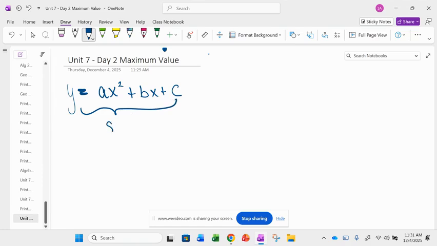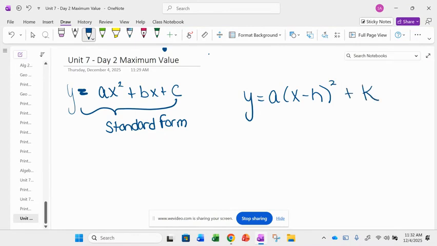This is a quadratic in standard form. What we're going to talk about today is a quadratic in vertex form. And a quadratic in vertex form is going to be y equals a times the quantity of x minus h squared plus k. And this is vertex form.